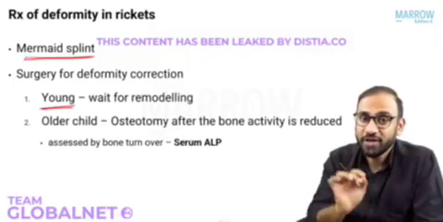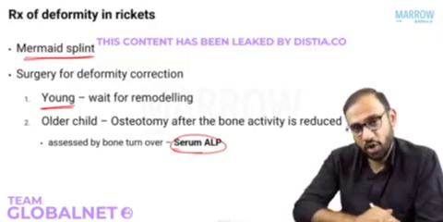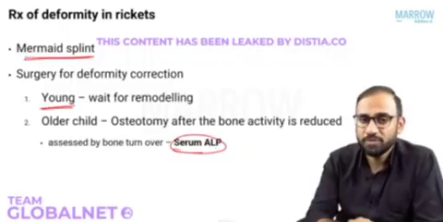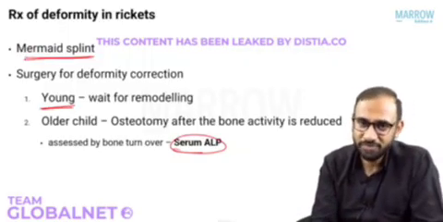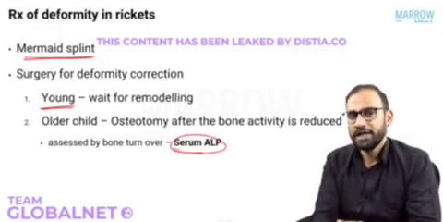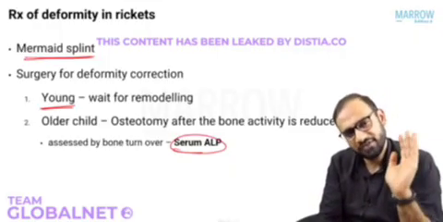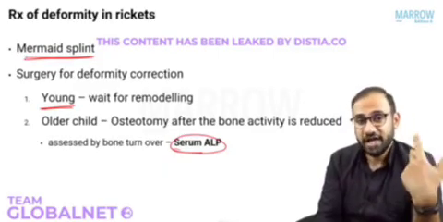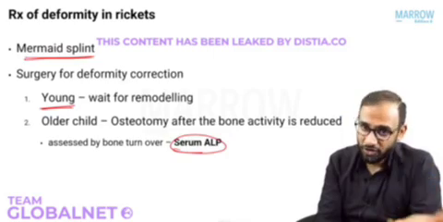How do you assess that? You look for serum alkaline phosphatase. If serum alkaline phosphatase has normalized, it means the problem in the bone has ended, and since it is ended, friends, now is the time for osteotomy. So what is the general idea? If the child is young, has potential to grow, medical management should suffice even with deformities. If the child is old or the age is not mentioned, then you can go for corrective osteotomies.